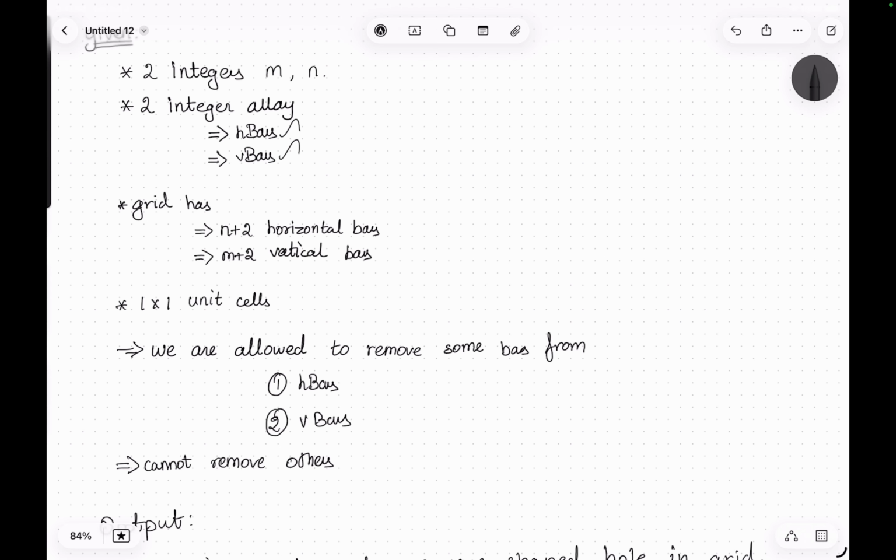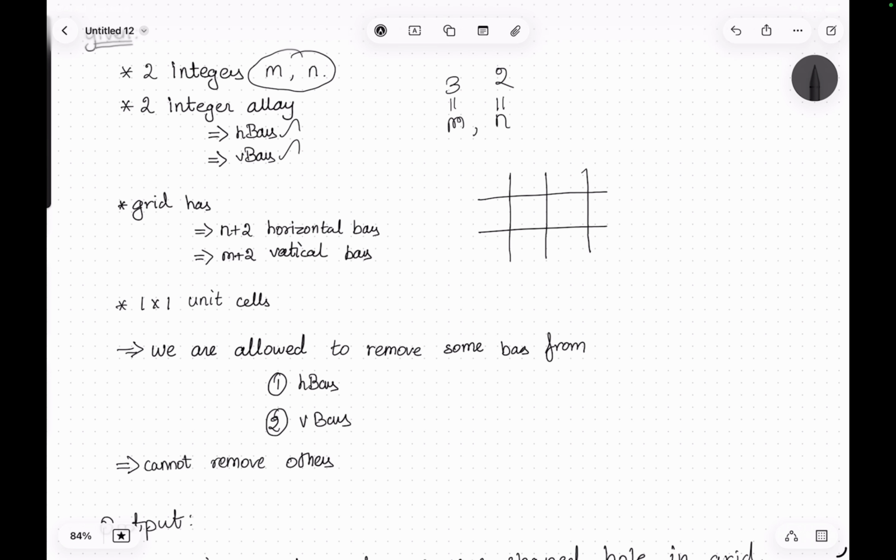So we have seen here that we are given only m and n, which represent the bars, and how can there be n plus 2 horizontal bars and m plus 2 vertical bars, right? So this m and n represent the internal bars basically. So let us have m, which is vertical, as 3 and n as 2. So this is what it represents.